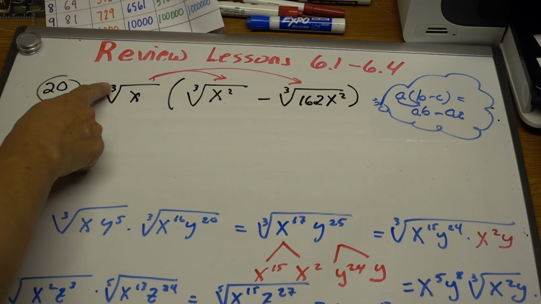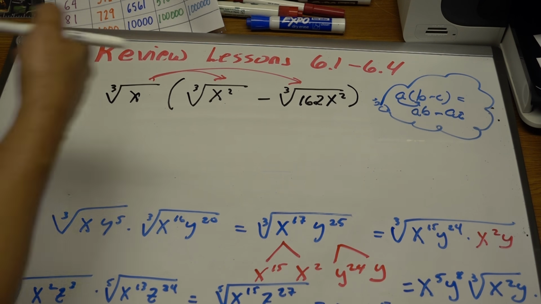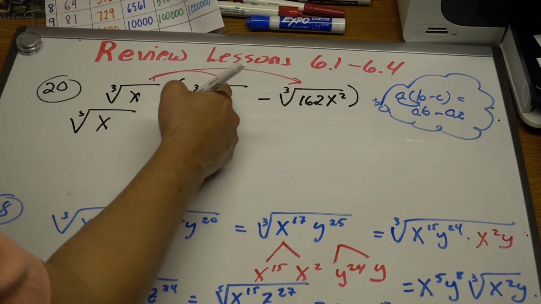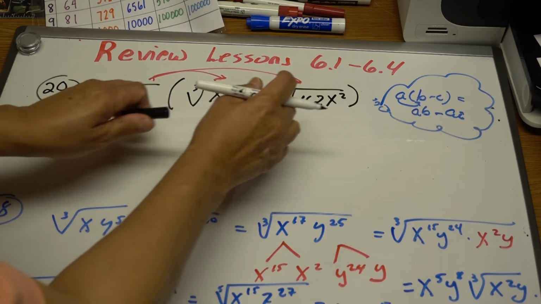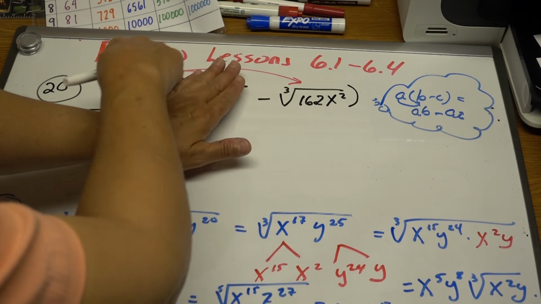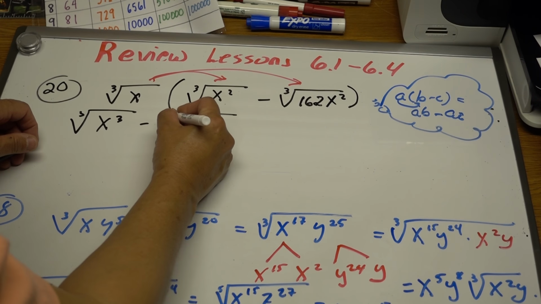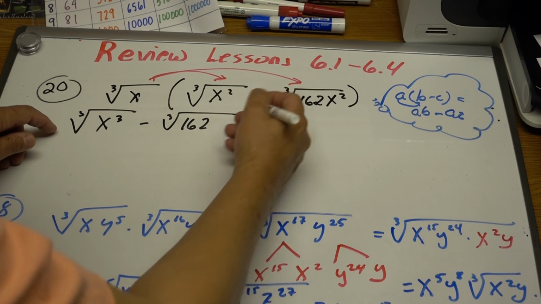So just think about these two factors. This is cube root, so it's the cube root of x to the 3rd power. This and this is going to be the cube root of x. 1 plus 2 is 3. We're done with the first part. The second part is this one. So don't look at that. Just these two factors. Cube root again. So minus the cube root of 162 x times x squared is x cubed.